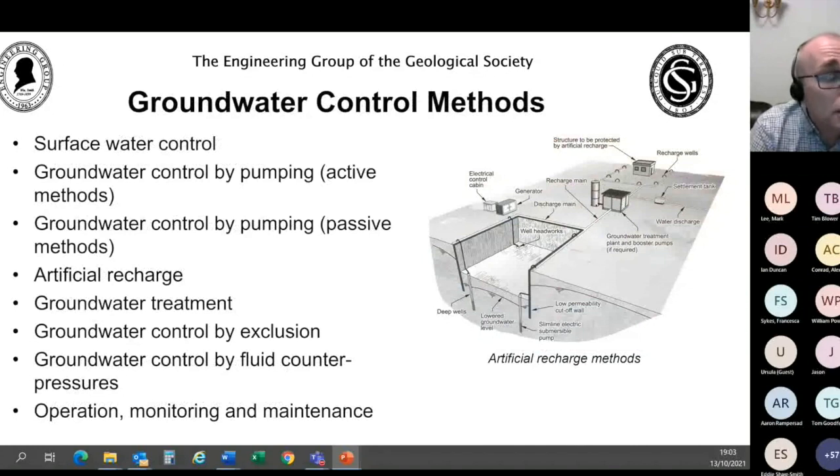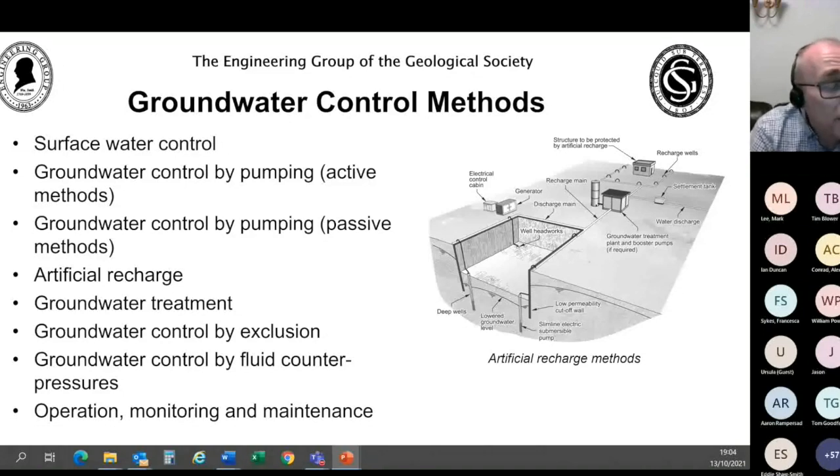So the first chapter in this section is groundwater control methods and basically gives a brief overview of the available methods. It covers groundwater pumping methods, both those that actively pump and those that rely on passive drainage. It covers groundwater exclusion methods, including those where we install a physical wall in the ground, perhaps sheet piles or diaphragm walls, and those where we try and change the properties of the ground by grouting or ground freezing to reduce the permeability. It also deals with those methods that apply a fluid counter pressure to keep the groundwater out, obvious examples being compressed air tunneling and closed-face tunnel boring machines like EPB machines and slurry machines.